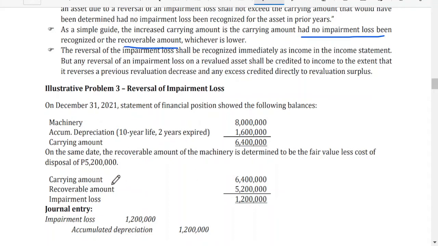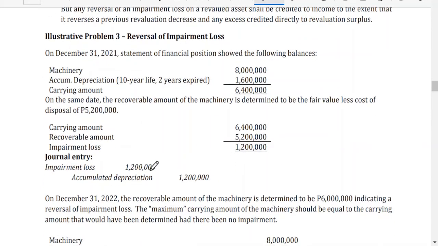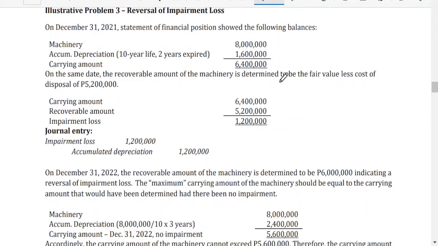On the same date, the fair value less cost of disposal is 5,200,000. Since the recoverable amount is lesser, therefore, there is impairment by 1,200,000. So the entry would be debit impairment loss, credit accumulated depreciation. In effect, the accumulated depreciation would be increased by 1.2 million. Therefore, your accumulated depreciation now is 2.8 million. Since this is already 2.8 million, you get the difference: 8 million minus 2.8 million, the carrying amount would be 5,200,000, which is the recoverable amount.